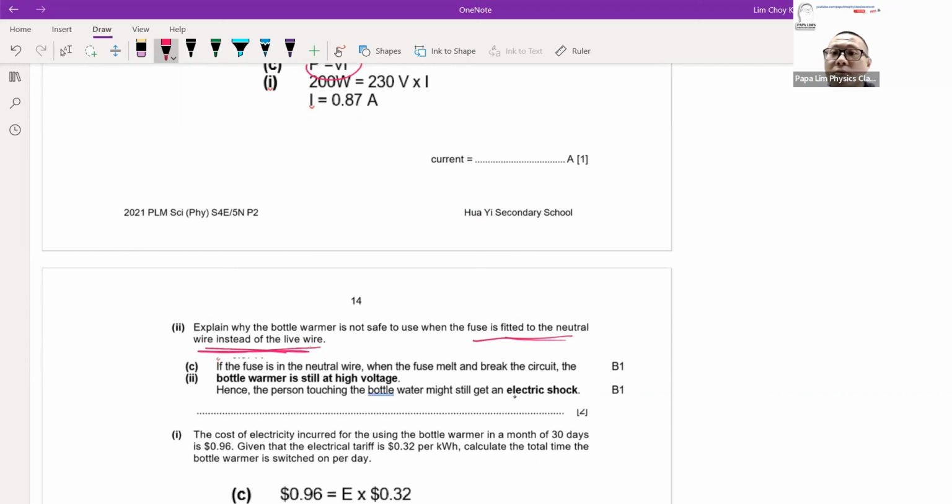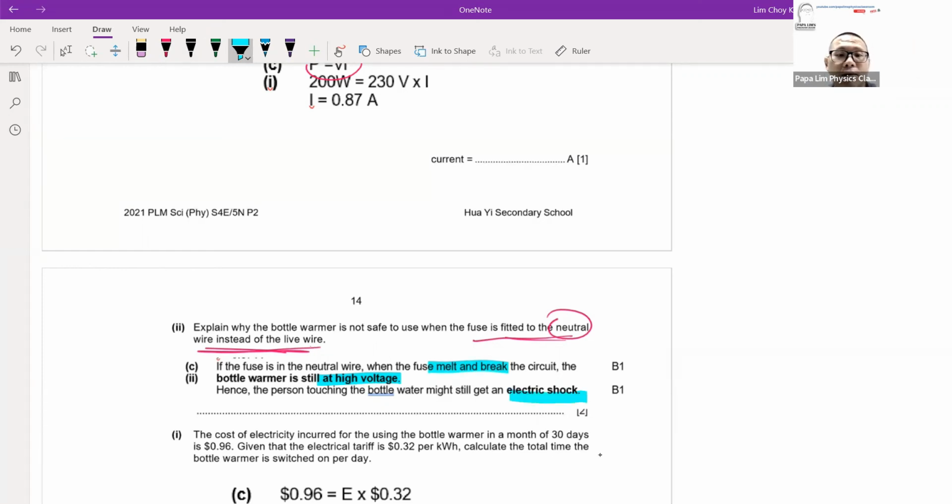Remember what the keywords are when we talk about electrical precautions? Fuse. The fuse always has to be connected to the live cable. Why? Because if it's on the live cable, when it melts, it can disconnect the appliance from high voltage. When it's connected to the neutral cable, when the fuse melts and breaks, the appliance is still at high voltage. It's not disconnected, so when a person touches it, you will still get an electric shock.